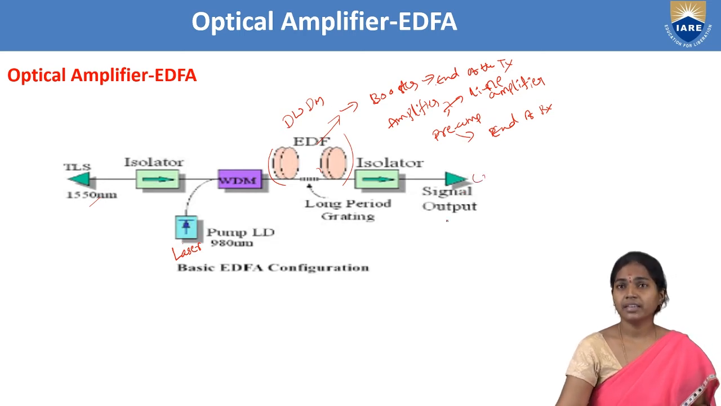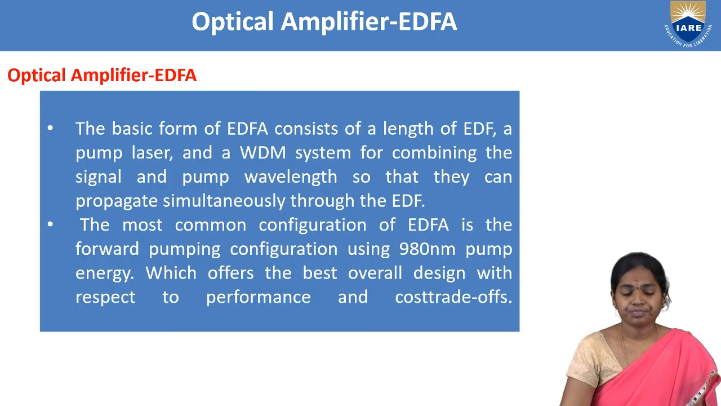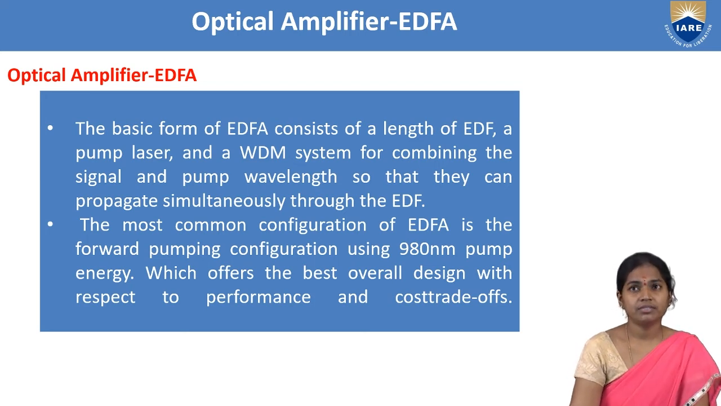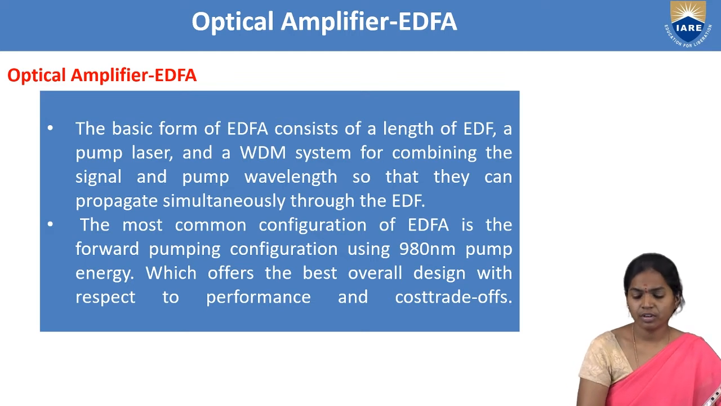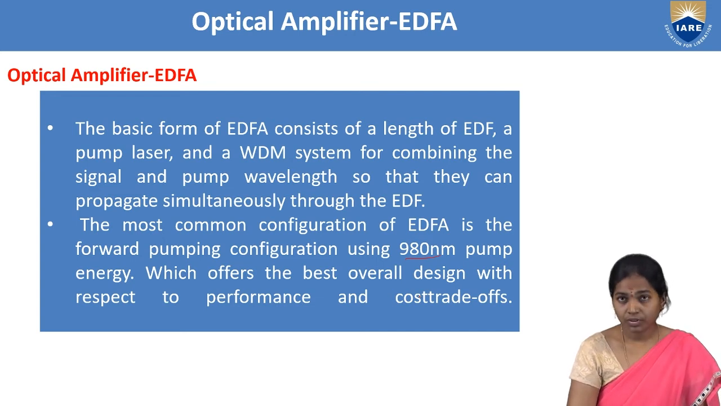So this is the basic EDFA configuration. The basic form of EDFA consists of a length of erbium-doped fiber, with wavelength division multiplexing combining the input signal and pumping wavelength so that they can propagate simultaneously through the EDF. The most common configuration of EDFA is the forward pumping configuration using 980 nanometer pump energy, which offers the best overall design with respect to the performance and cost trade-off.